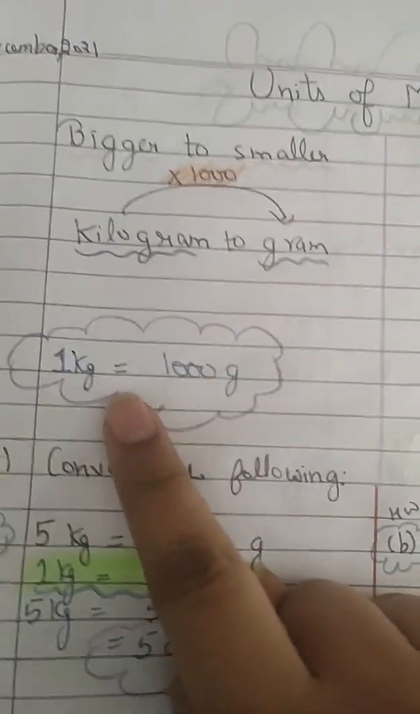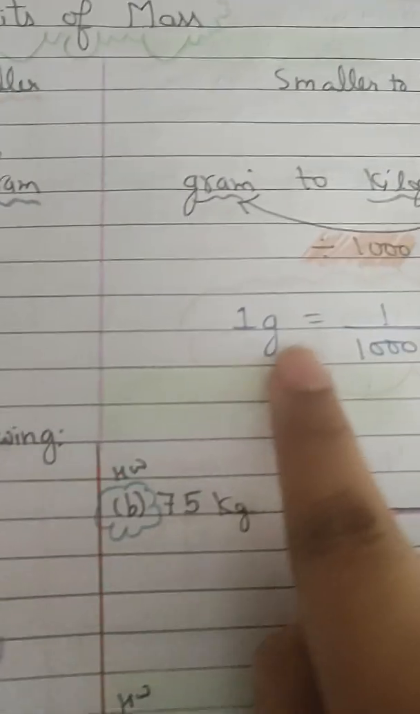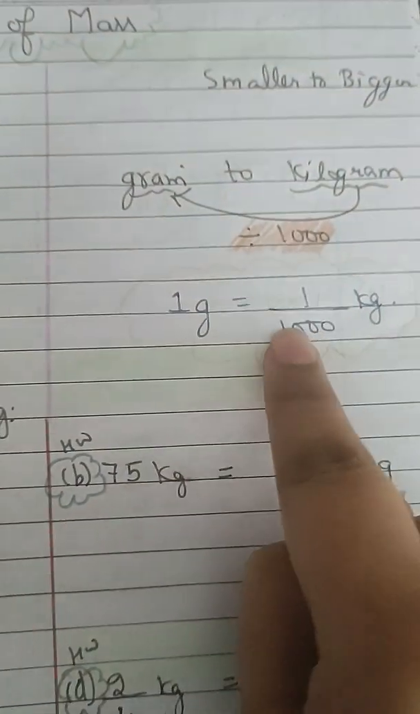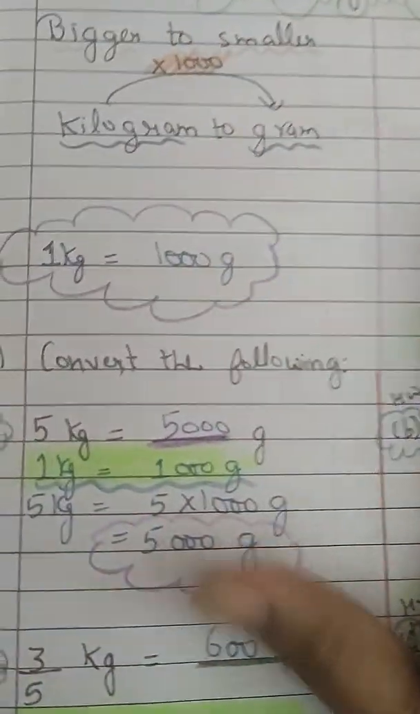So only two formulas you have to learn here, that is 1 kg is equal to 1000 grams and 1 gram is equal to 1 upon 1000 kilograms. These two you have to learn.